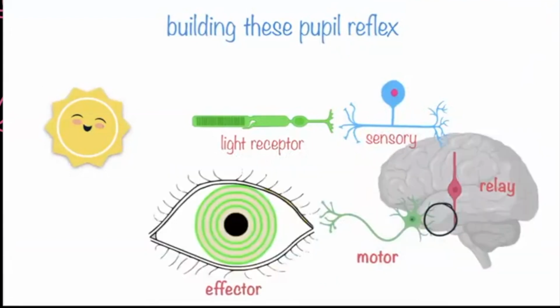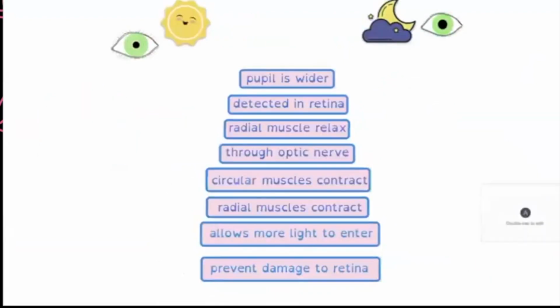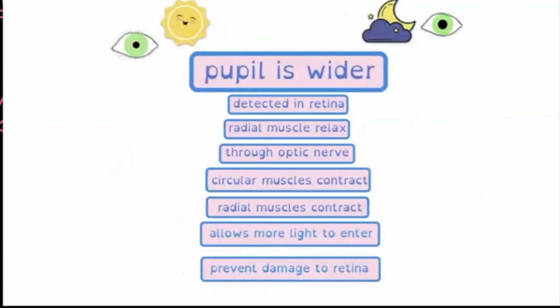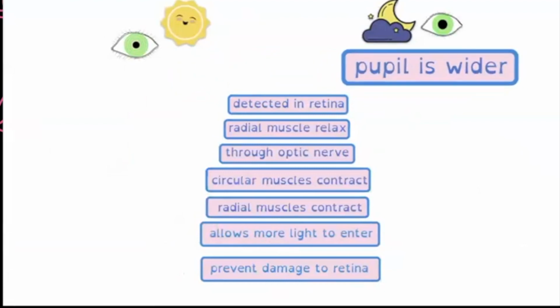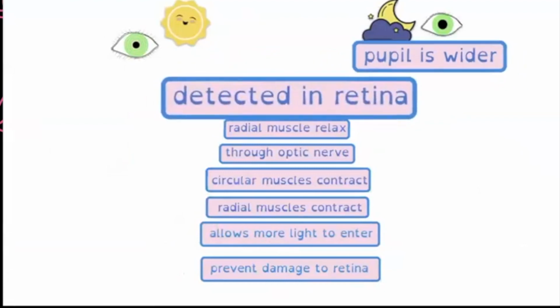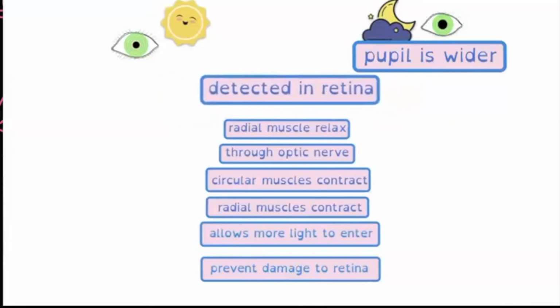All right. Now, let's try this. Let's try to figure out if I am talking about light or dark here. Okay, so let's try this. Pupil is wider. Where would you expect the pupil to get wider? Is this dark or light? What do you think? Dark. Dark, right? Detected in the retina. Now, whether the pupil is wider or the pupil is darker, your receptors are always in the retina. So again, dark means not like pitch dark.